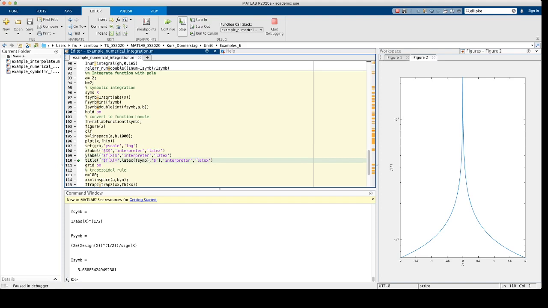Let's label the axis, give a title, and I've set the scale in y to logarithmic, so it looks now a bit different than before.